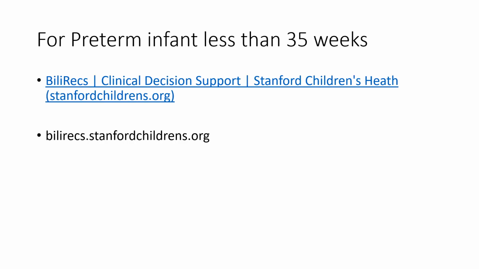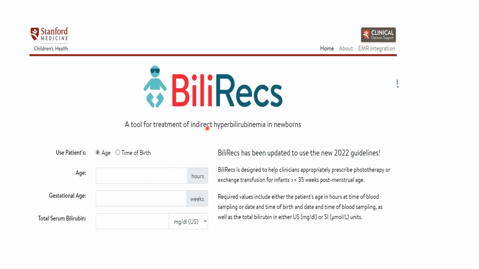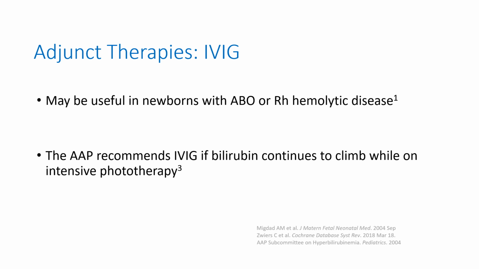In premature babies, unfortunately, the guidelines are only for 35 weeks and above. For those less than 35 weeks, I use the Bilirubinemia app that came from Stanford Children's Hospital, the same one with the published data from the 2004 guidelines. It's a very good app. You enter the corrected gestational age, not the gestational age, and then the total serum bilirubin. The baby has to be older than 48 hours, and it will give you a good recommendation.